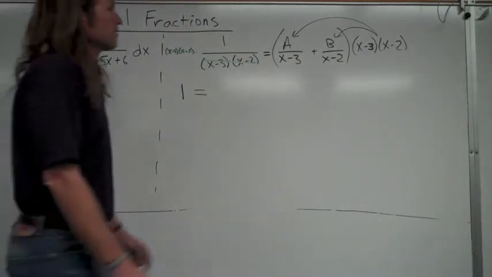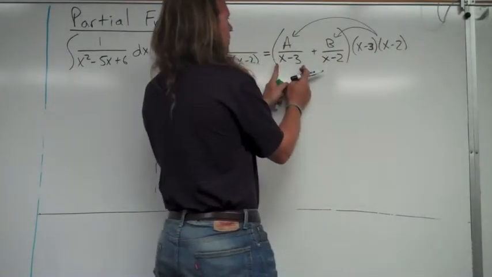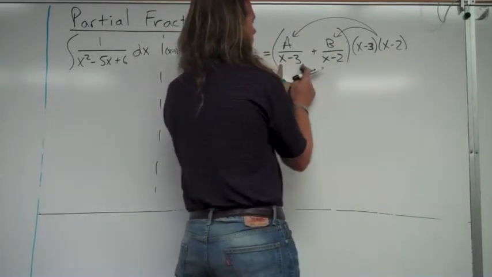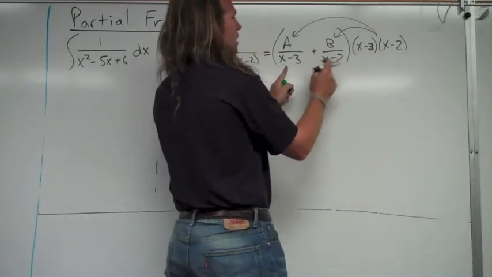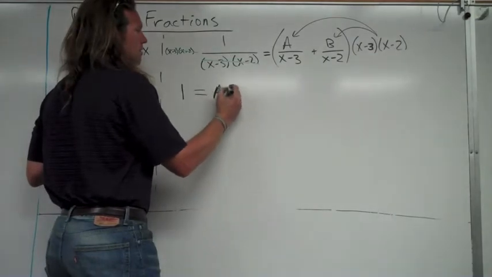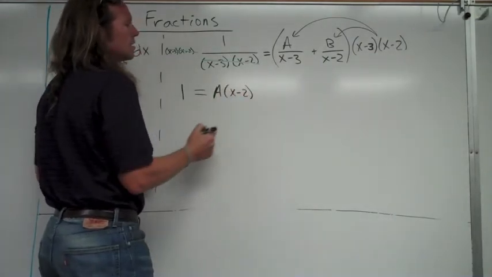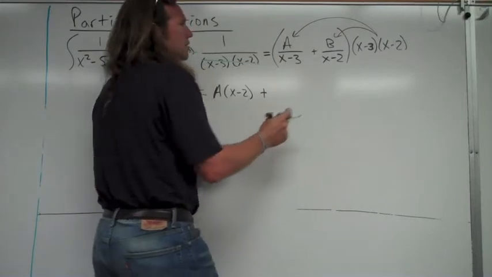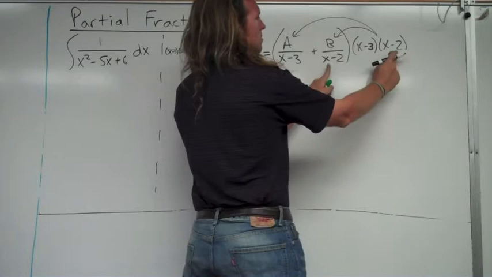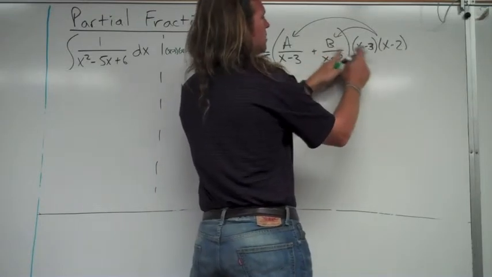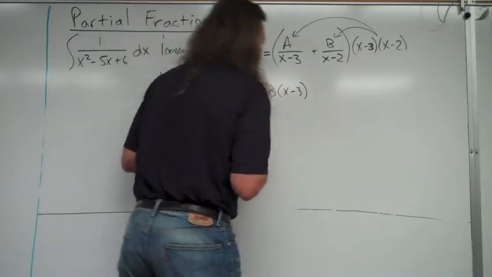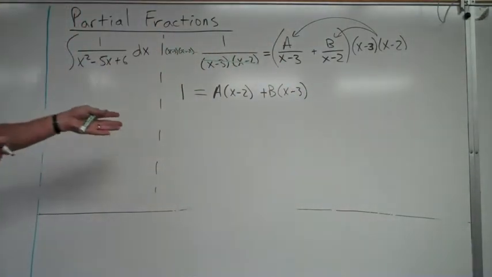So what we're going to do here first, let's multiply this times A over x minus 3, and when we do that, the x minus 3 will cancel out. We have one on the top, one on the bottom, they're going to cancel, so we'll just have the A and the x minus 2. So it will be A times x minus 2. Plus, and then we need to multiply this times this B over x minus 2 term, so again the x minus 2's here will cancel. Now we'll just be left with B times x minus 3.